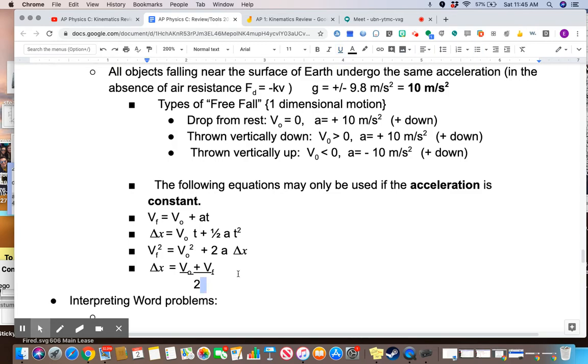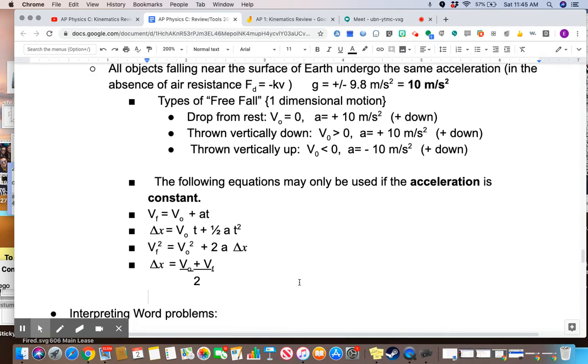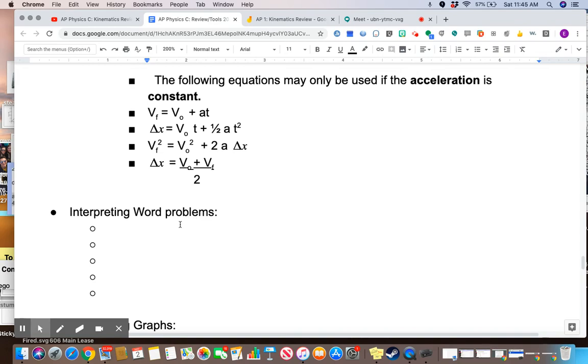So let's talk about constant acceleration in 2 dimensions. And then we'll go into, we'll talk about interpreting the word problems first, and then constant acceleration in 2 dimensions. So it's very important that we read questions carefully. So interpreting word problems, I'm just going to make a little key here.